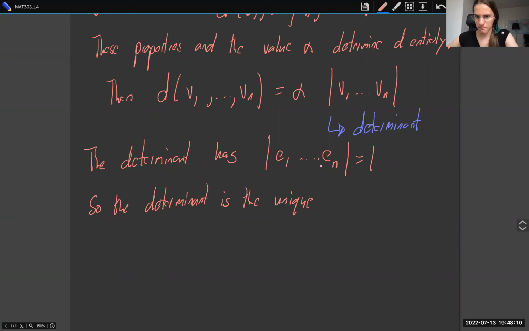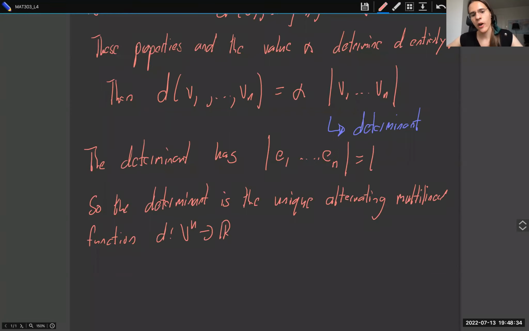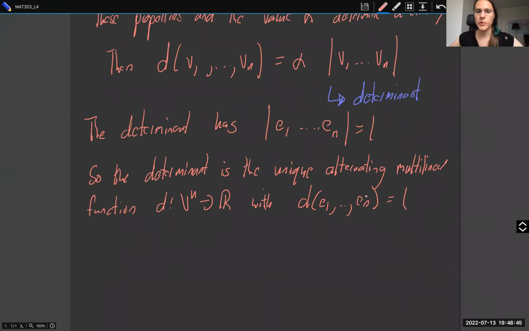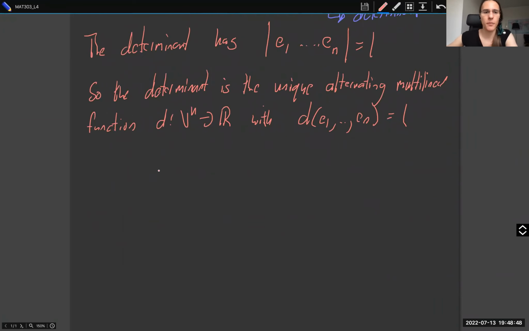So I'm going to say alternating multilinear function D from Vn to R with D of E1 through to En equals 1. Okay, so let's just look at some properties of the determinants.